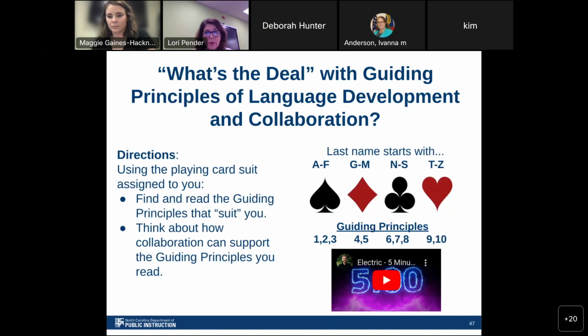So right now, what I want you to do is drop in the chat box, based on the guiding principle or principles that you read, just one quick phrase or sentence explaining how collaboration and co-teaching would help support one of those guiding principles. And then Maggie, as you see those come in, if you want to read a few out loud. Okay, I can do that.